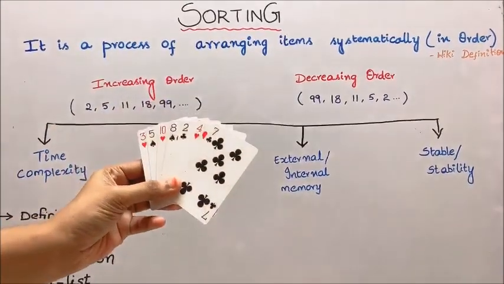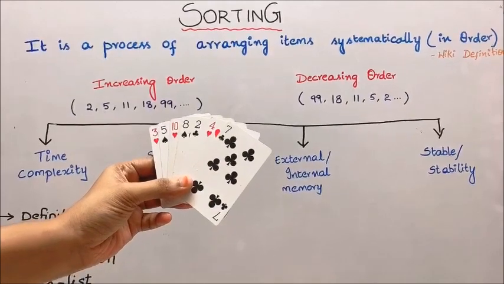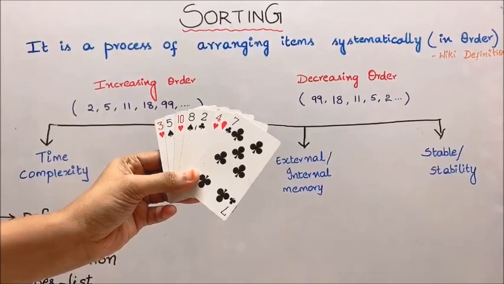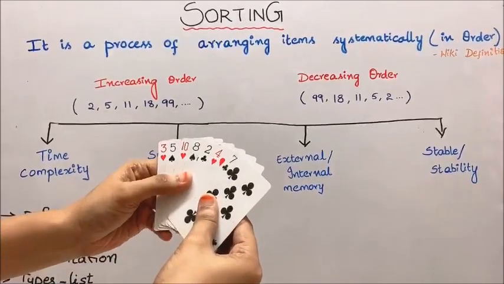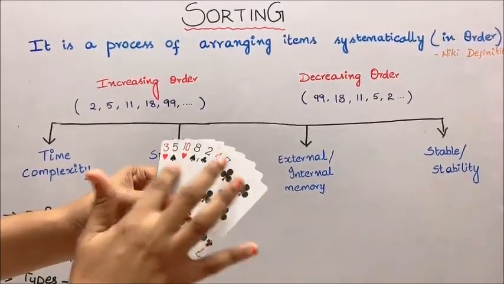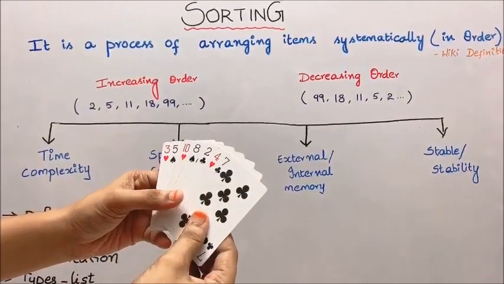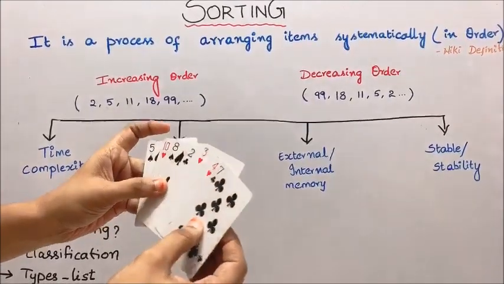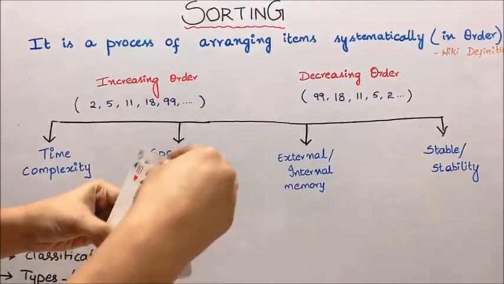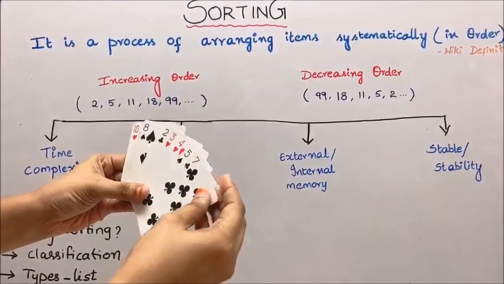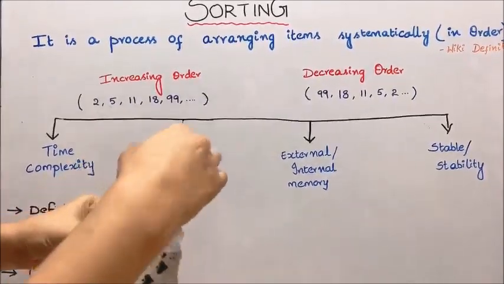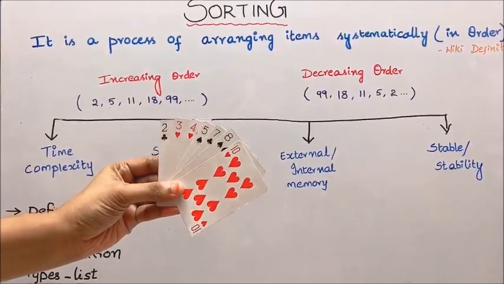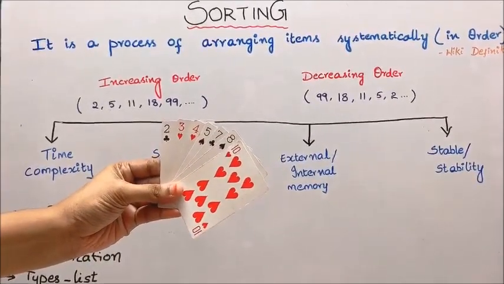For example, consider these cards. Someone has given us these cards and asked us to memorize the numbers inside the cards. It is a bit hard for us to memorize if the cards are in random order. Suppose we have sorted them according to their numbers, like this, it will be very easy for us to memorize. See, 2, 3, 4, 5, 7, 8. It will be very easy for us to memorize. So here also we are using the concept of sorting.